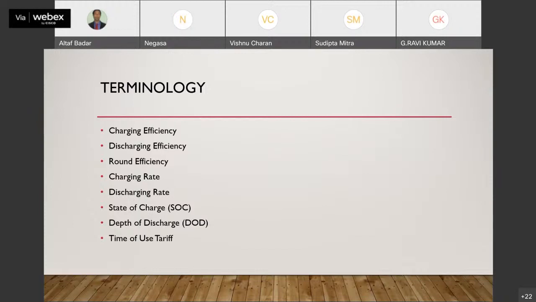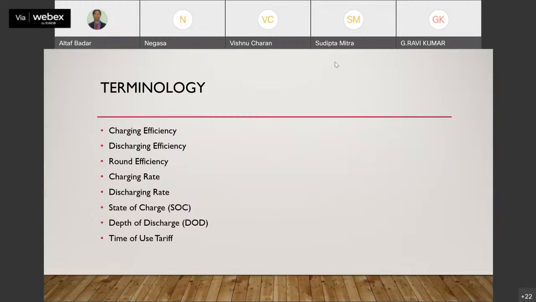And then comes the most important part, that is the time of use tariff. This we'll go through in the later slides. Time of use tariff is the tariff that you pay according to the use of your load and at what time you are using it. So that is how it is combined.